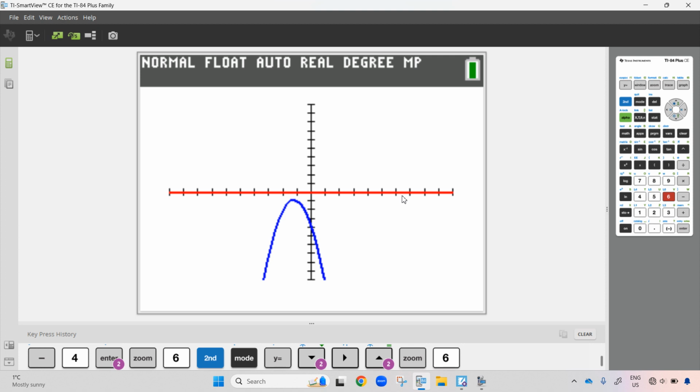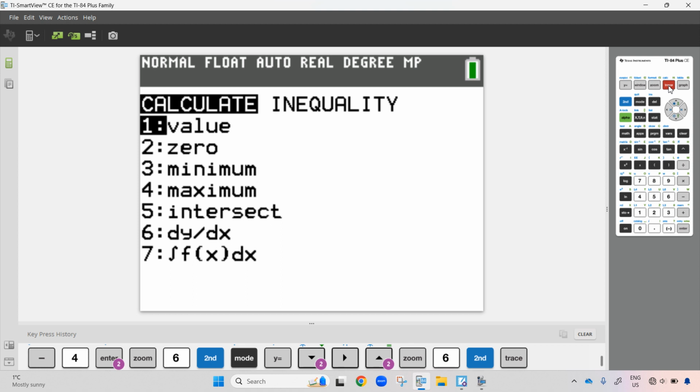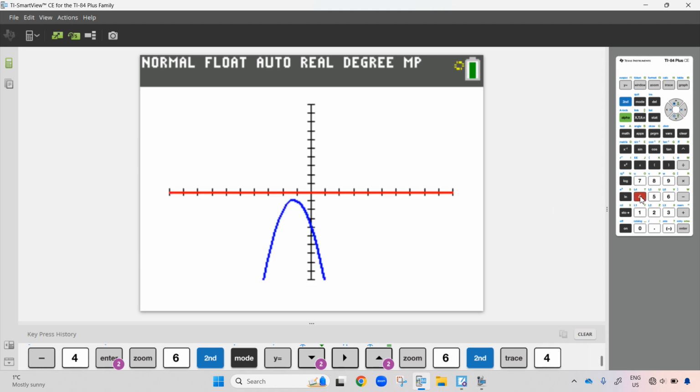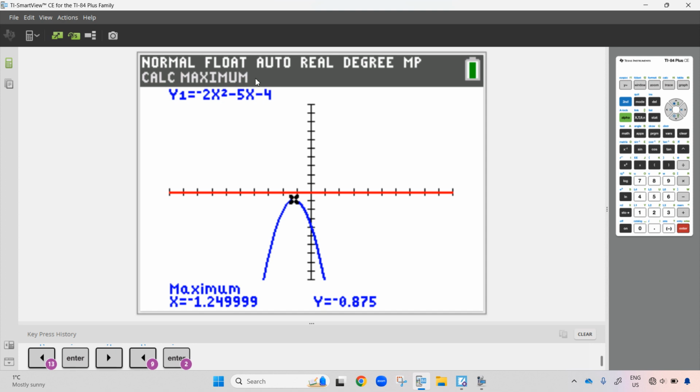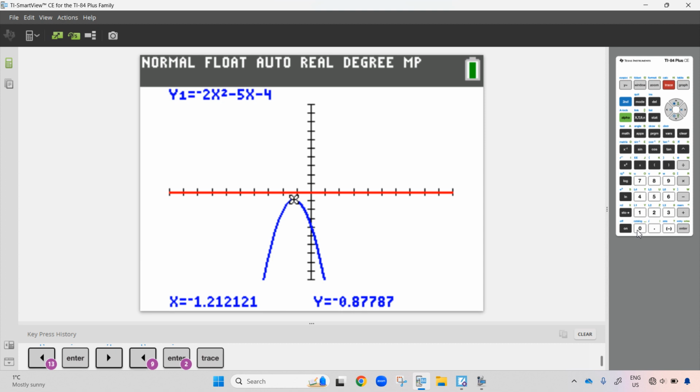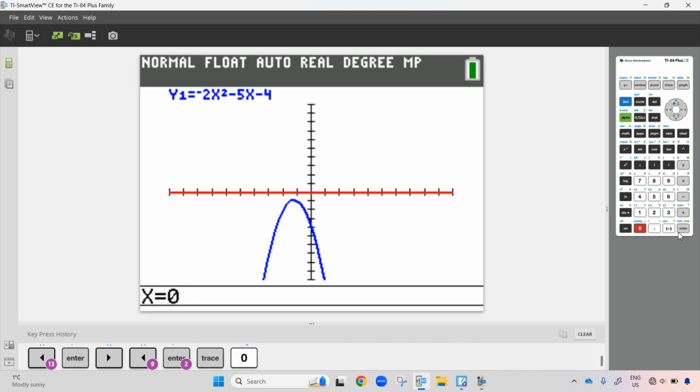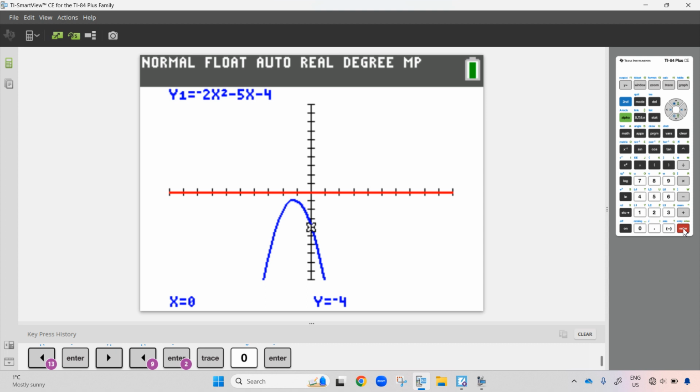So I only have 2 points defined on this graph. So we'll go second trace, and we're going to find, since it opens down, maximum. So I go around to this side here, press enter, go around to the right side. Oops, I went a little too far. Press enter, enter one more time, and there is my maximum value. Now I can see that my y-intercept is -4, but again, if you don't notice that or you forgot, you can go trace 0, which means when x is 0, press enter. What is y? It's -4.